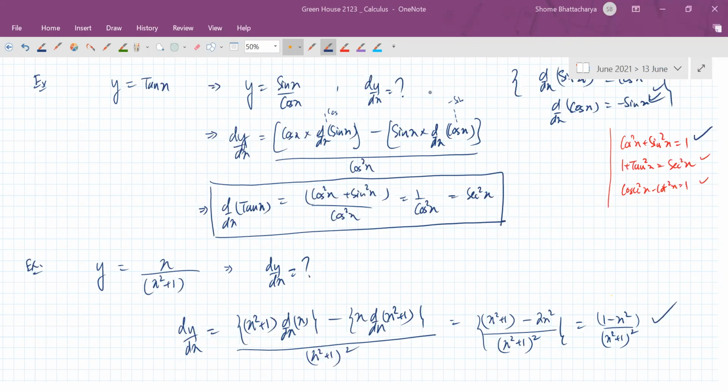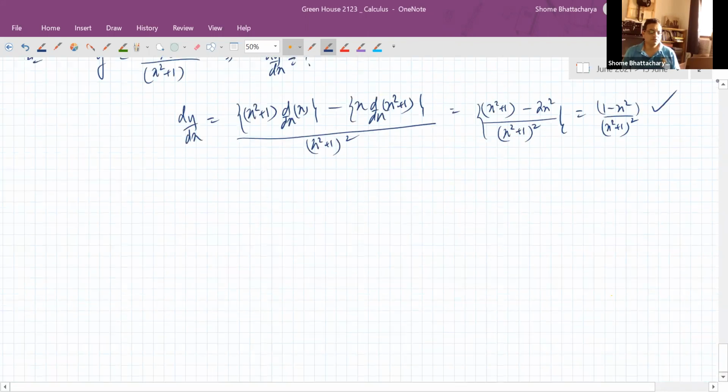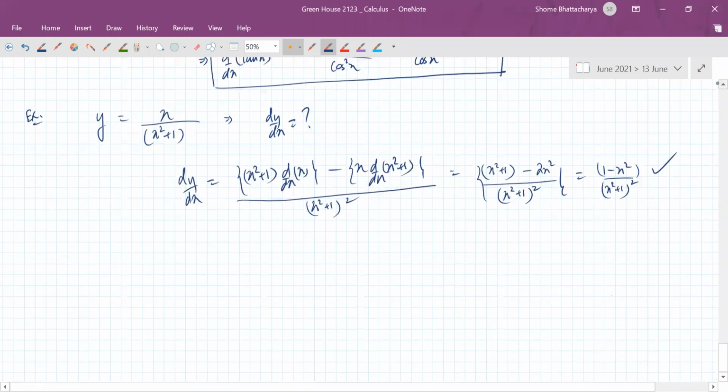Sir, d by dx of x square plus 1 should be 2x square plus 1, right? No, beta, 1 is a constant, so its derivative is 0. Oh, yes, sir. Sorry.